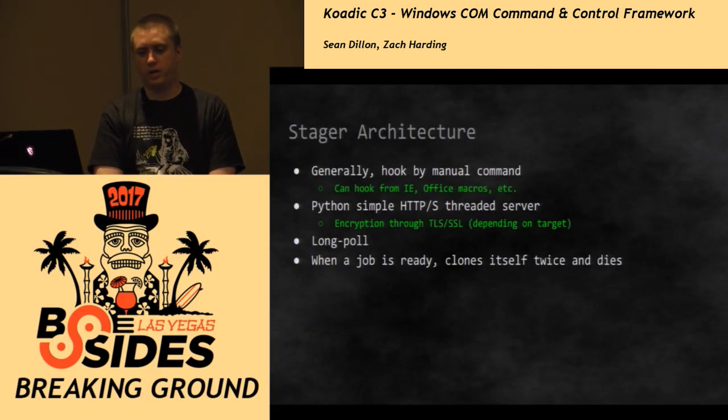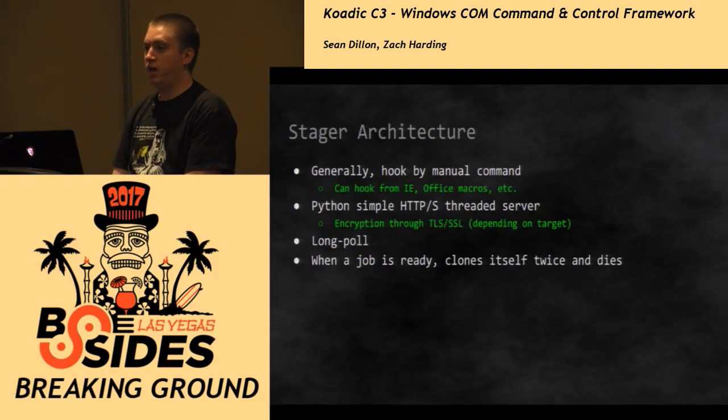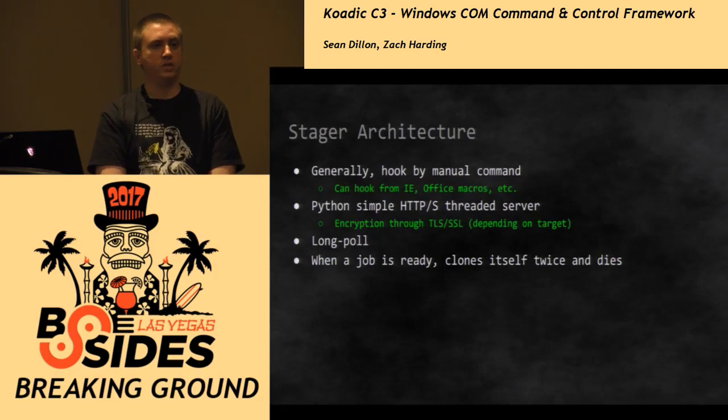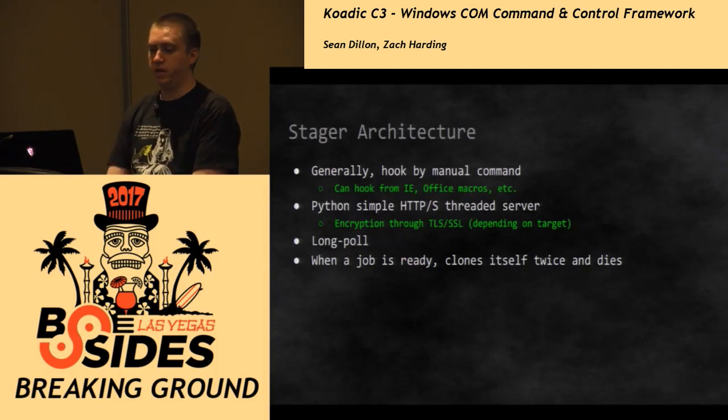So the stager architecture, generally to hook something with a post-exploitation context like Empire, you would run a manual command. You can also phish somebody in IE, and then if they say, yes, I want to run these ActiveX objects, you can actually hook them that way, Office macros, that kind of thing. We're just using the simple baked-in Python HTTPS threaded server. So you do get an encryption through TLS or SSL for the C3 server, depending on if it's enabled on the target. So Windows 2000 Service Pack 0 does not have TLS enabled.